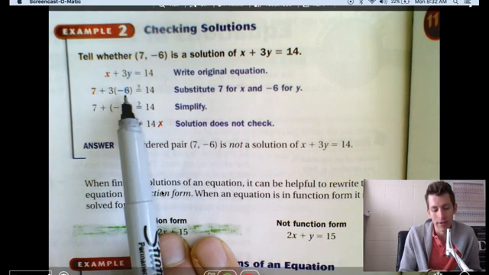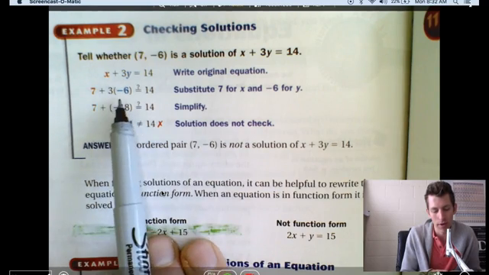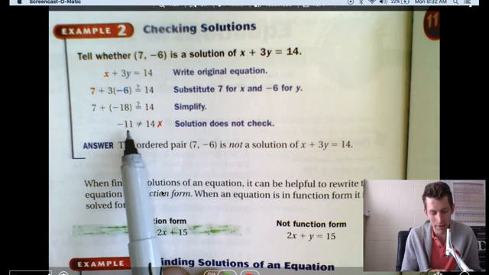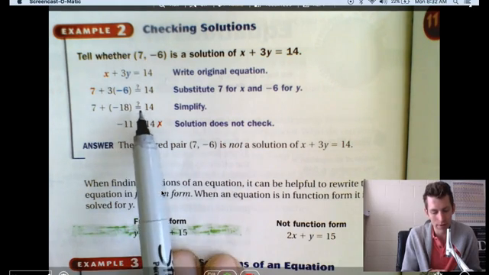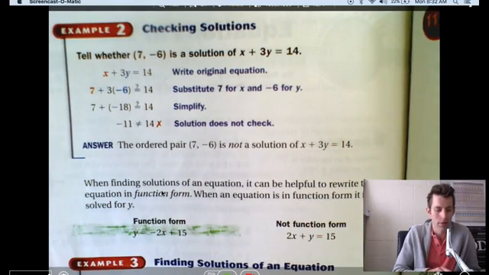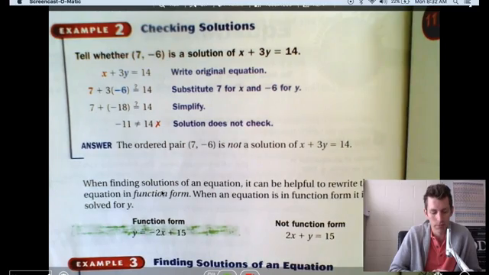3 times -6 is a positive times a negative, so that's -18. So 7 plus -18, that's the same as 7 minus 18, which would get you to -11. Is -11 the same as 14? No, it's not. So the ordered pair is not a solution.